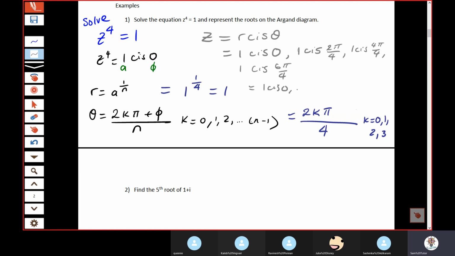1 cis 0. I just wrote the 1 so you guys know what I'm doing. Cis pi on 2, cis pi, and cis 3 pi on 2.